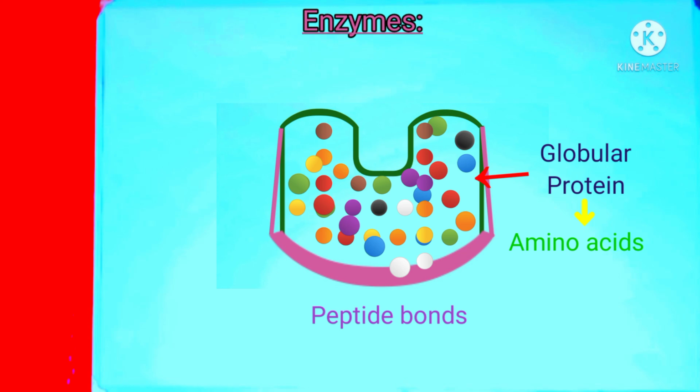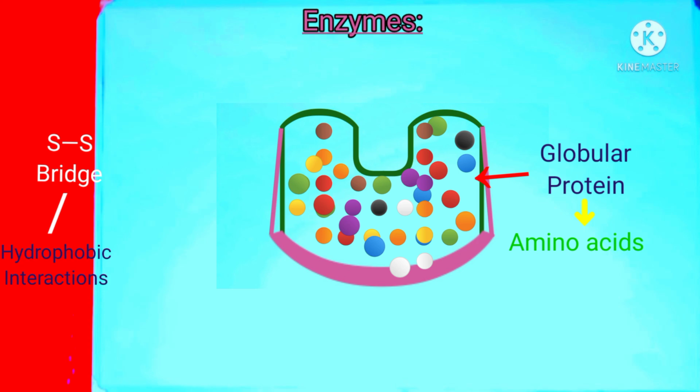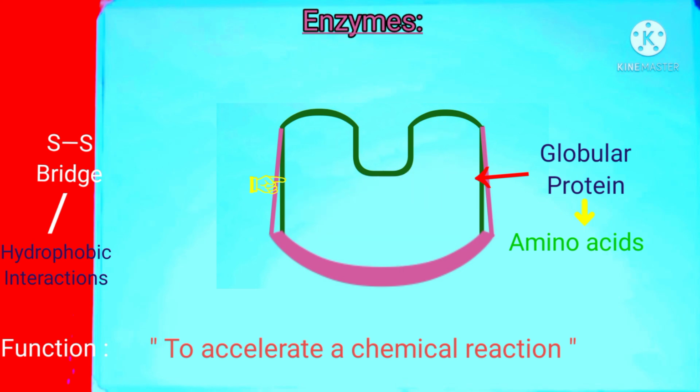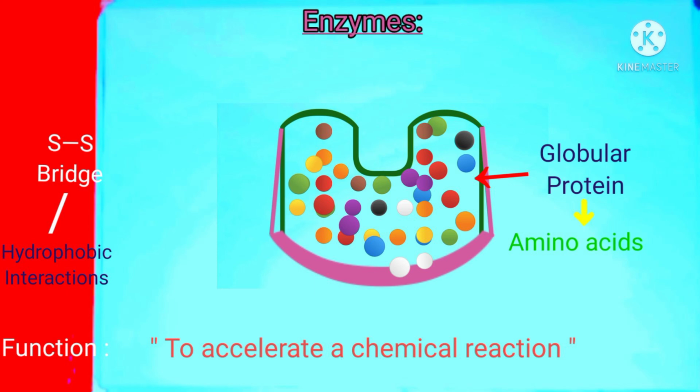Therefore, we can see that a polypeptide chain of this enzyme folds upon itself to form a globular protein, and this polypeptide chain of tertiary structure is strongly held by disulfide bridges or hydrophobic interactions. So we can say that this globular structure of the enzyme is very important, very unique for its proper functioning, that is, to catalyze a chemical reaction. If this globular structure of an enzyme is lost, then the enzyme will be destroyed. So the globular part is a very important component of an enzyme.